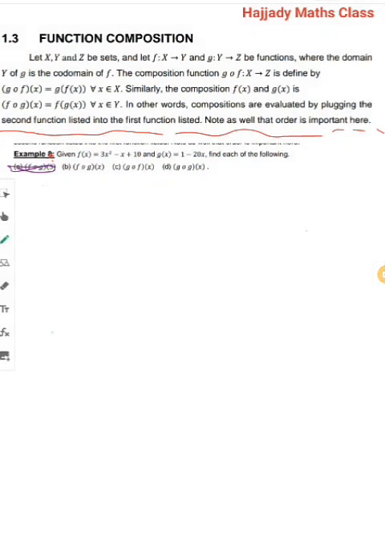Now we've solved the first example. Looking at the second example, we have f of g of x. In this case, we are not replacing with 5. So we are replacing with what? The function x. Like I said earlier, this can be written as f into bracket g of x.